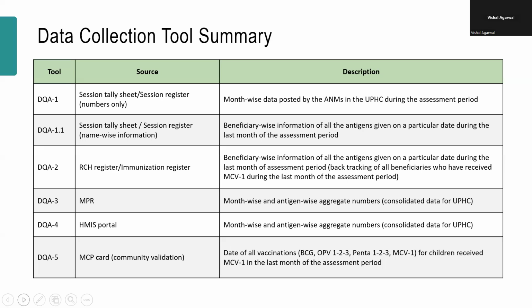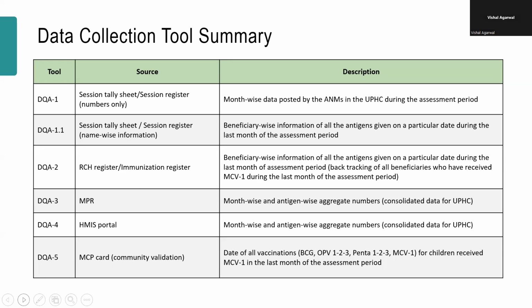The next tool is DQA 2, which is the same as 1.1: beneficiary-wise information for all the antigens given on a particular date during the last month of the assessment period. But the source to fill this document is the RCH register or immunization register, in which a complete tracking of a particular beneficiary can be found. The third source is the monthly progress report maintained by the ANM, the aggregate number of all the sessions they have conducted in a particular month. That aggregate number is compiled in the monthly progress report, which is the primary source of data entry for the HMIS portal.